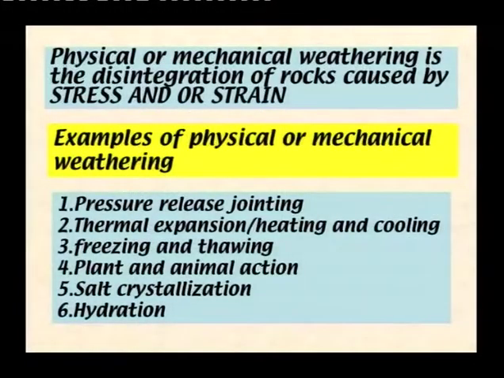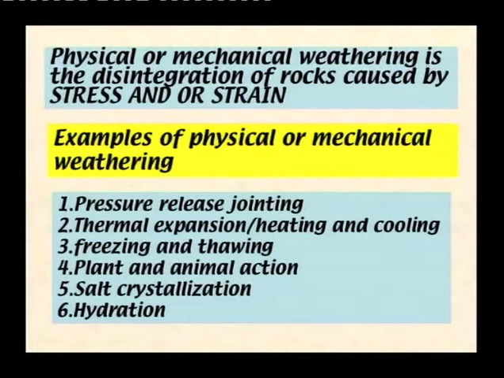Today, we will continue on with looking at the other two examples which come under physical and mechanical weathering, which are freezing and thawing, and also plant and animal action. Our task by the end of the lesson is that you should be able to differentiate between those four examples of physical or mechanical weathering.